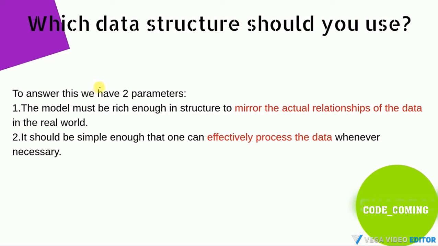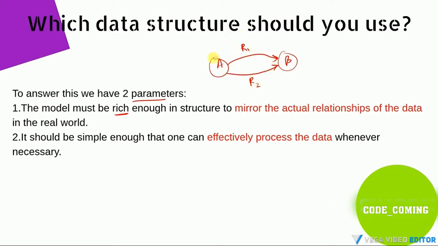Now that we know that there are multiple types of data structures and all data structures have different uses, how do we decide which data structure we should use in what kind of problem? To answer this, we have two parameters. Firstly, the model must be rich enough to mirror the actual relationships of the data in the real world. Actual relationships meaning that suppose there are two entities A and B and they are related by more than one relation. Say R1 relation and R2 relation.